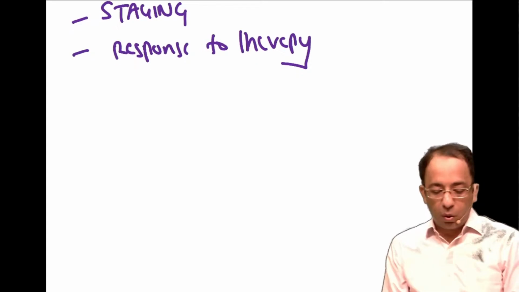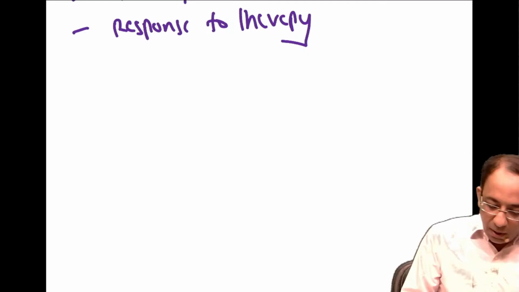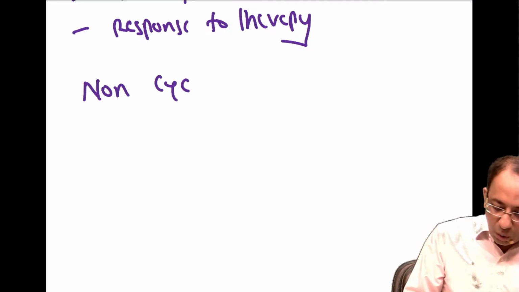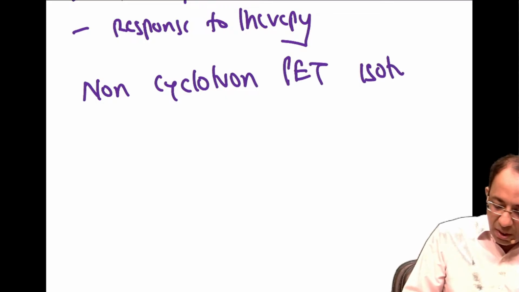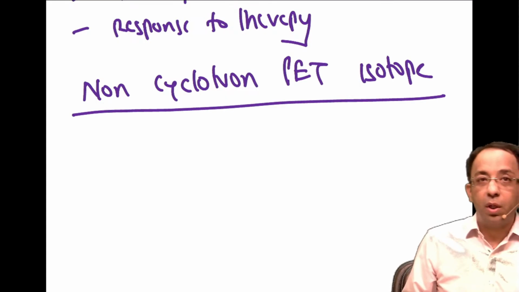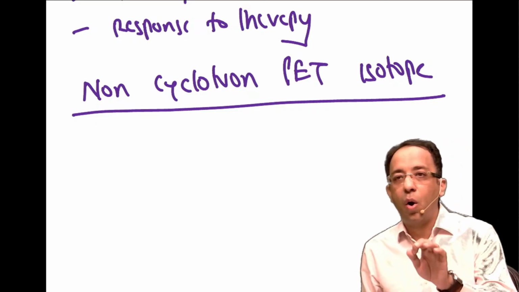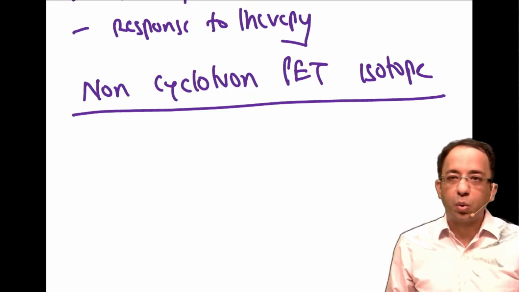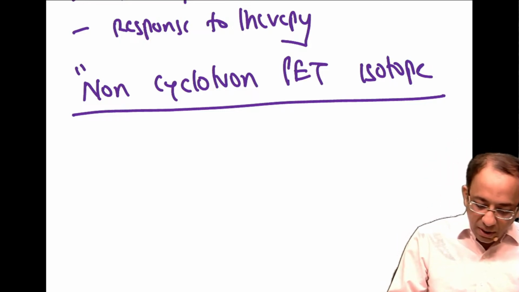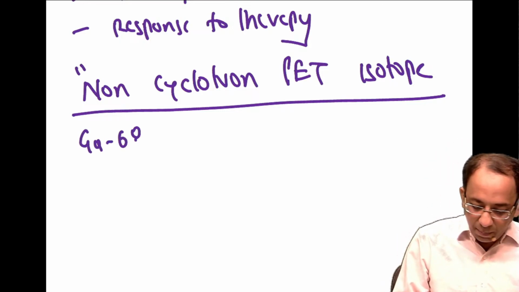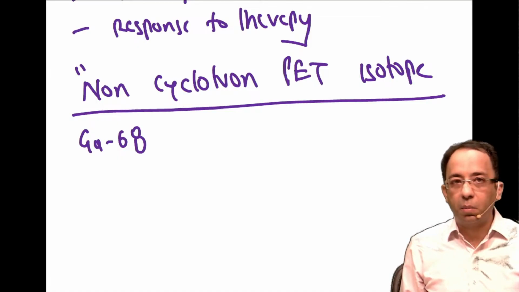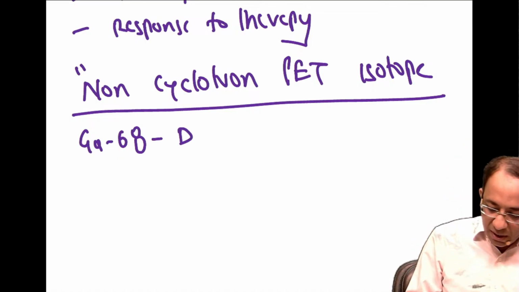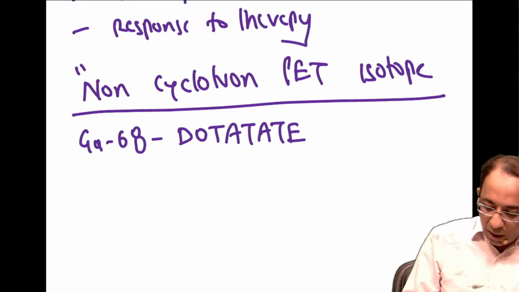Okay. Now my question to you is, let's see if you can answer, can you name any non-cyclotron PET isotope? FDG is produced by cyclotron. Can you name any non-cyclotron PET isotope? Anyone? So the answer is 68 gallium. So always remember, if they say in the exam gallium 68 DOTA-TAT PET.